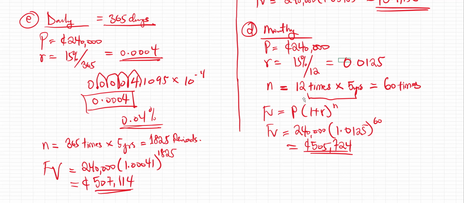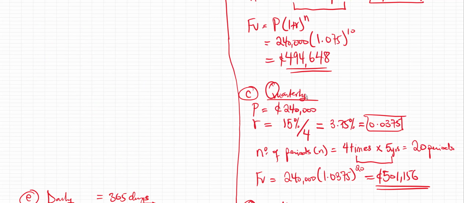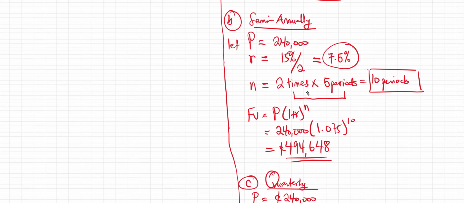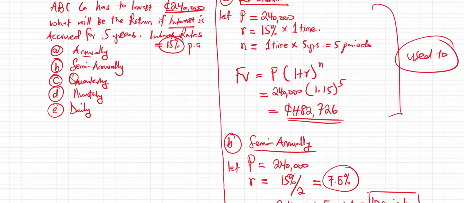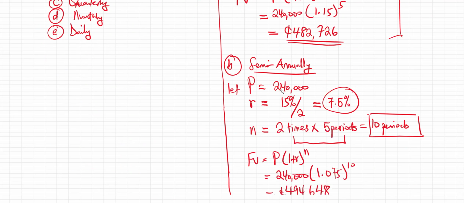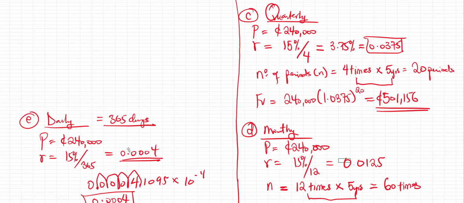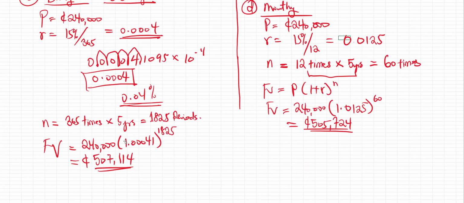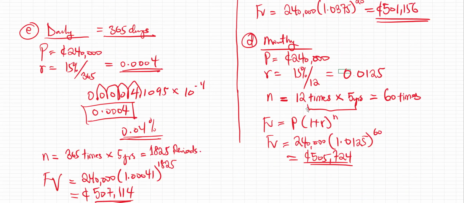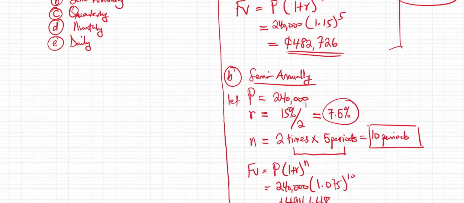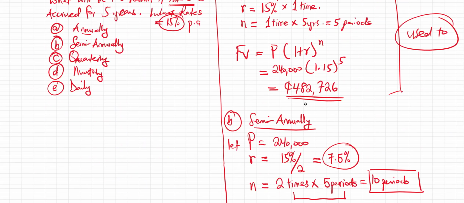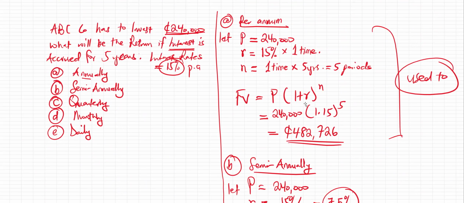So what are we advising our investor? Which one should he choose? Which one gives him the higher return? Should he choose annually, semi-annually, quarterly, monthly, or daily? Daily, right? Because that's about 507, followed by the monthly. As you go down, the return is higher, because you give the bank more time to make more money to pay you. Makes sense?